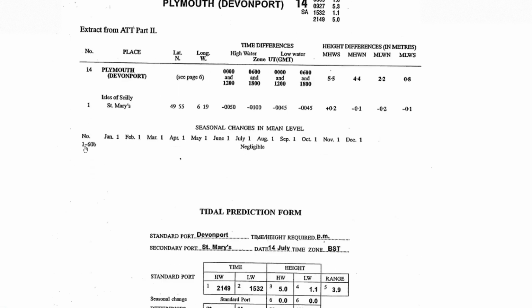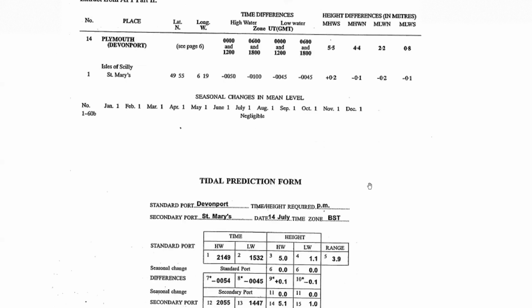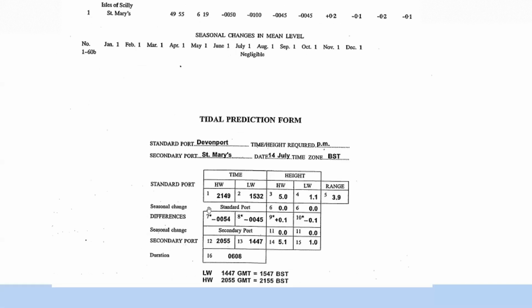So for example, this one number 1, pasok ka dito sa 1 to 60B. And nakalagay seasonal changes is negligible. So pag negligible, put 0. And Plymouth also is 1 to 60B, pasok din siya. So this is also negligible. Pero tandaan nyo that the seasonal change must be reverse sign. So you have to reverse the sign. For example, dito negative 0.1, ilagay mo dito positive 0.1 pag i-apply mo. You have to reverse the sign.